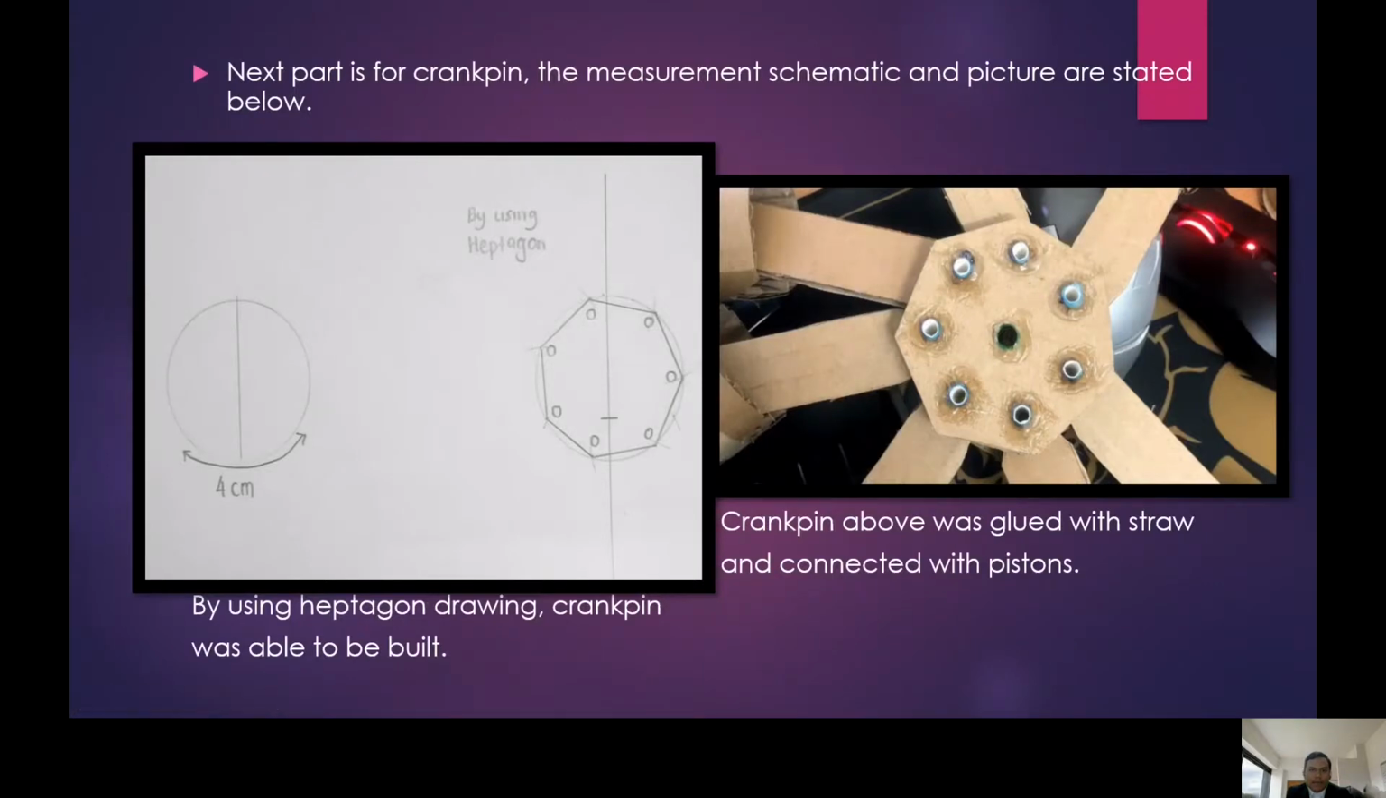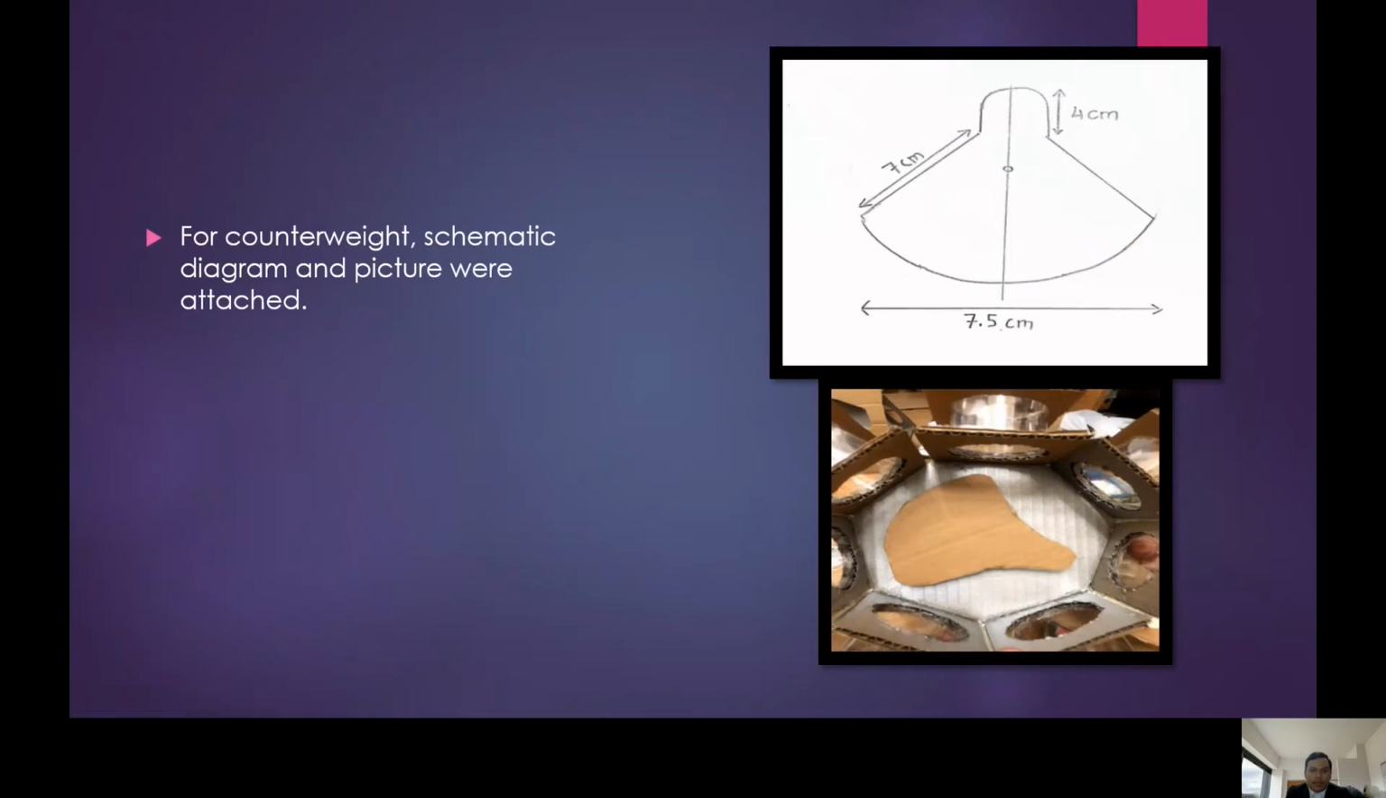Next slide is about clamping. The left side is the drawing. By using heptagon drawing, the clamping was able to be built. On the right side of the slide, the clamping above was glued with straw and connected with piston. This picture shows that the piston is already soldered with clamping. Next slide is about counterweight. Okay, the above picture was the diagram for the counterweight, and the below pictures are the result for the counterweight.